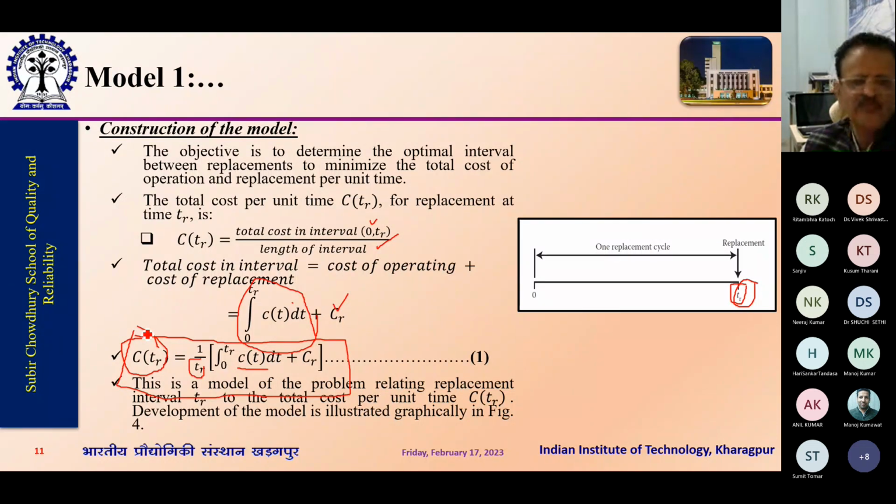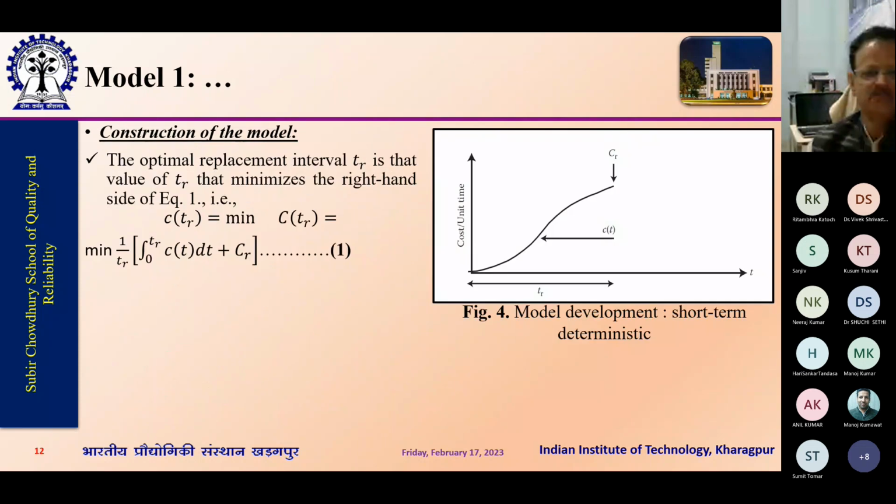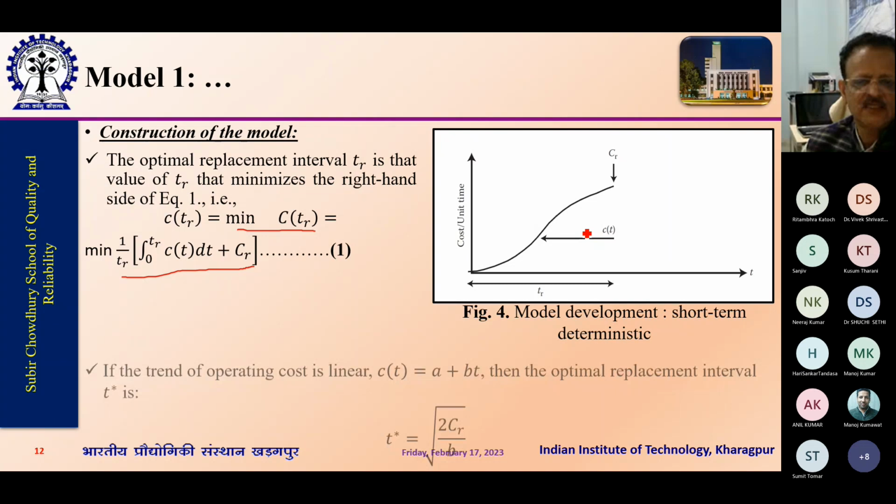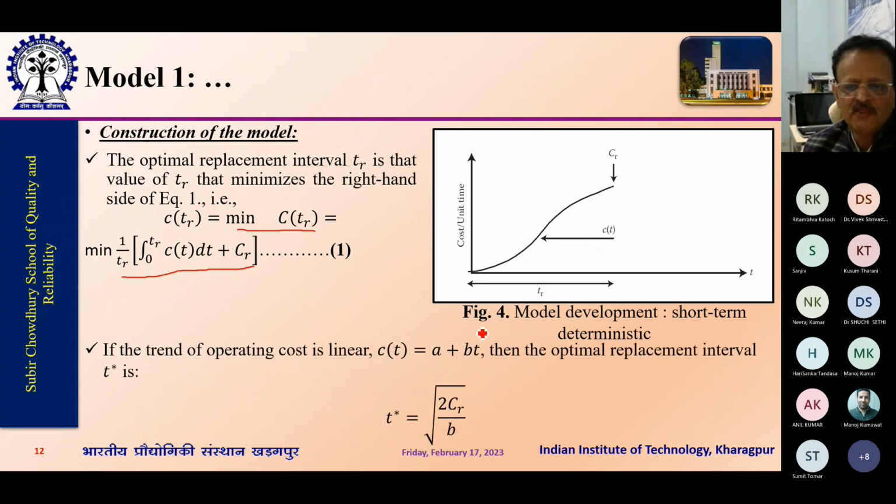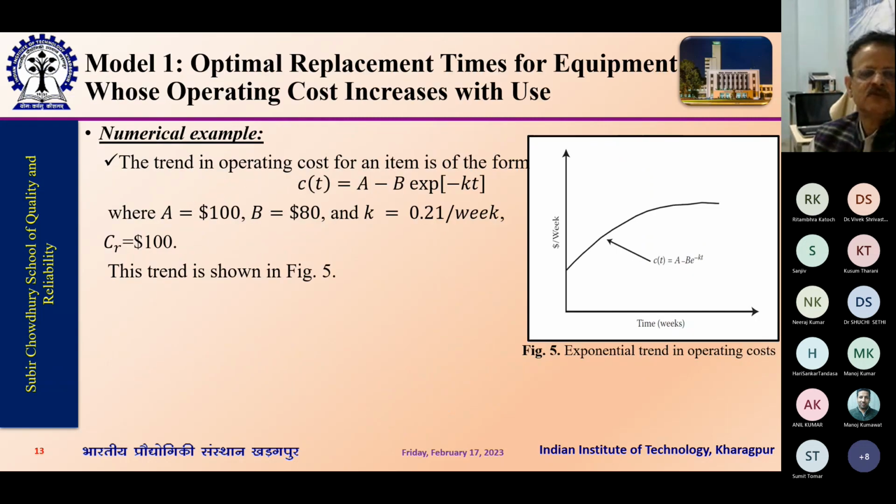And you will find at one point you will get the model. So minimize CTR. Total cost is to minimize. So this is a short-term deterministic problem. At one point you will get this. If you have modeled the cost in terms of a linear equation, then you can solve it easily. The optimal time turns out to be twice of CR by B. You can just put C of T in this equation, differentiate it, and you will get this optimal time. It is as easy as that. So this is one example.